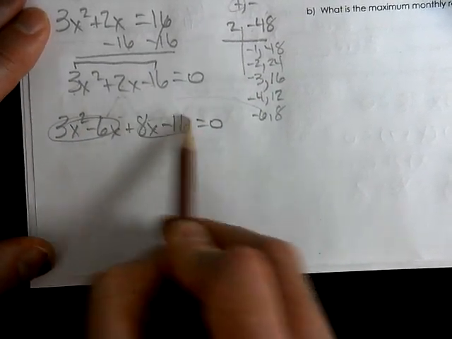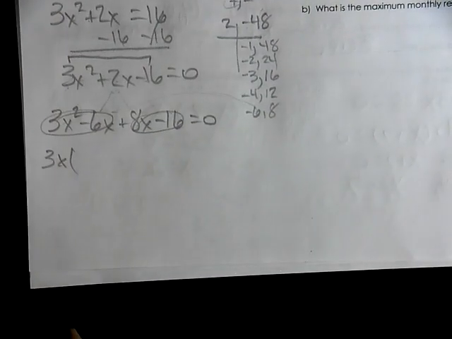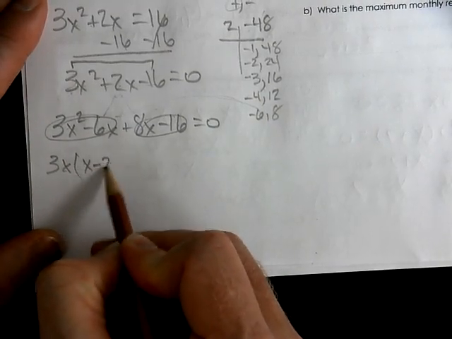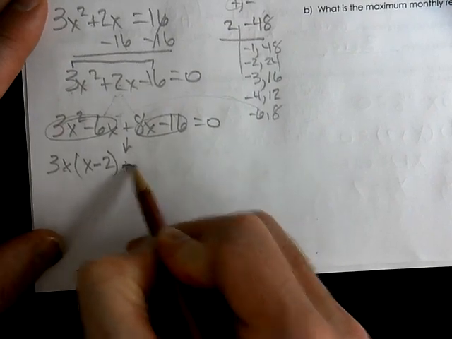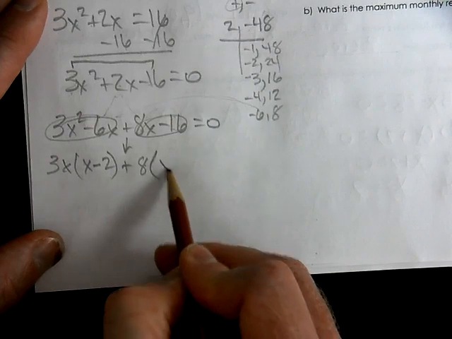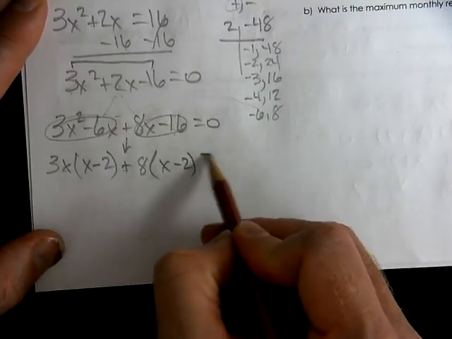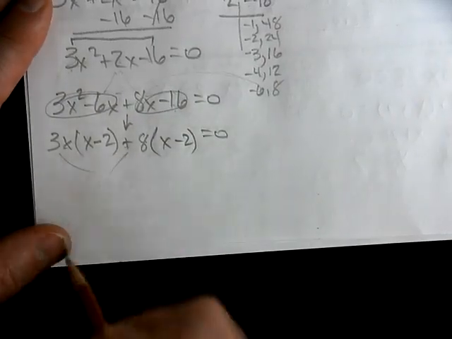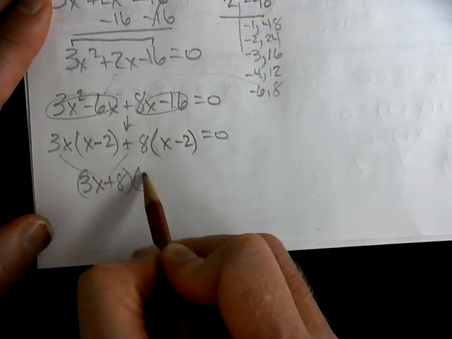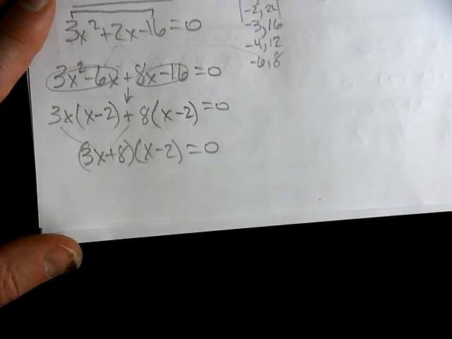Now I circle my first group, I circle my second group, I pull out my 3x. That's going to give me x minus 2. Bring down my sign, factor out what I can. 8 times x, positive 8 times negative 2. 3x plus 8, and x minus 2. There we have factored it completely.